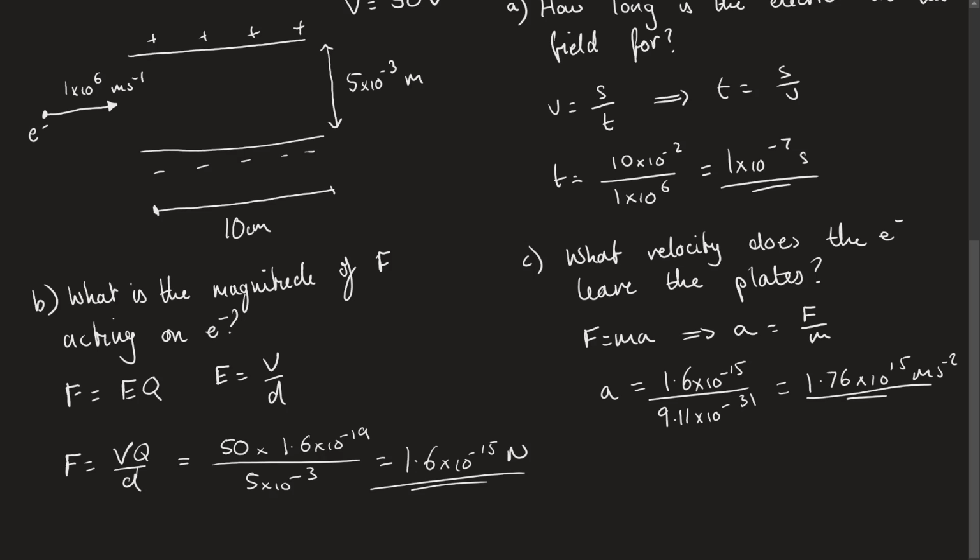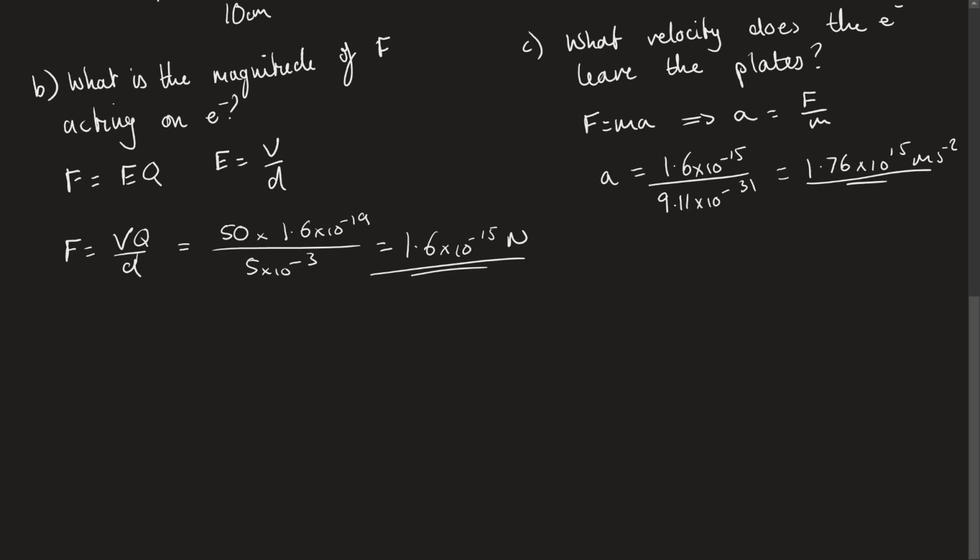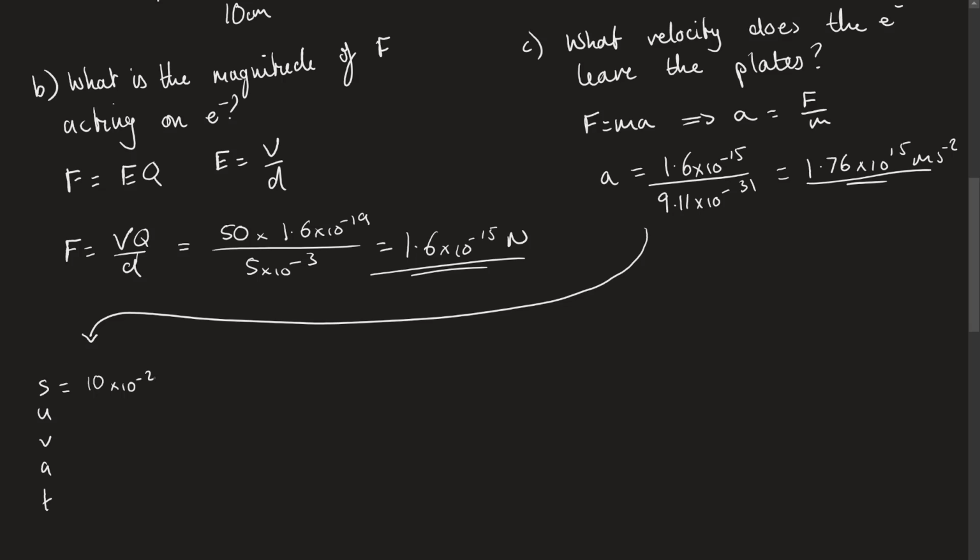Now, I'm going to scroll down for a minute here. So we're then going to say we need to continue this down here. So we're going to list the SUVATs. And we're going to say that the distance that it's traveled we know is 10 centimeters, so that's 10 times 10 to the minus 2.